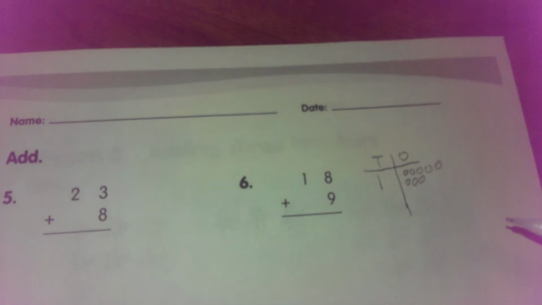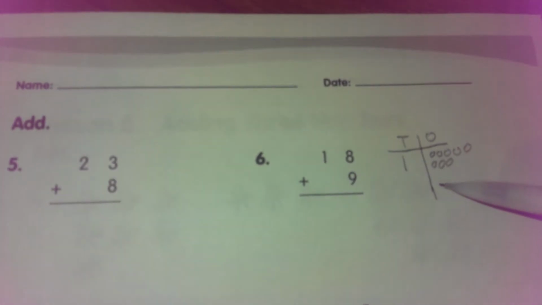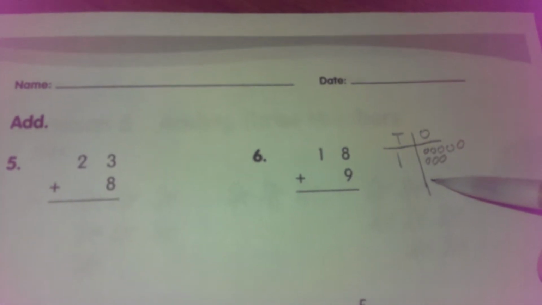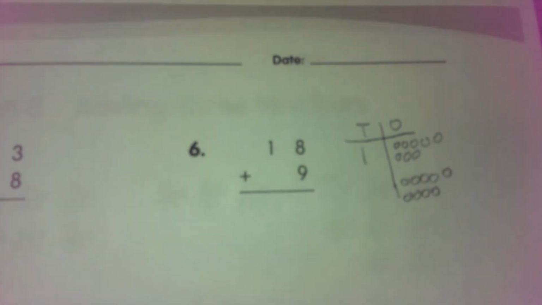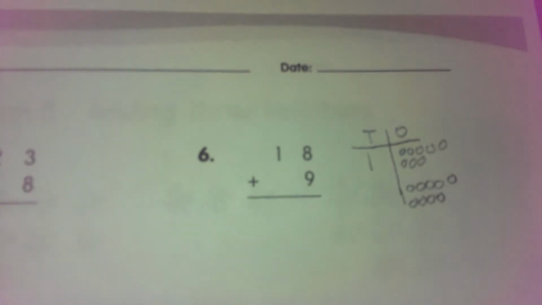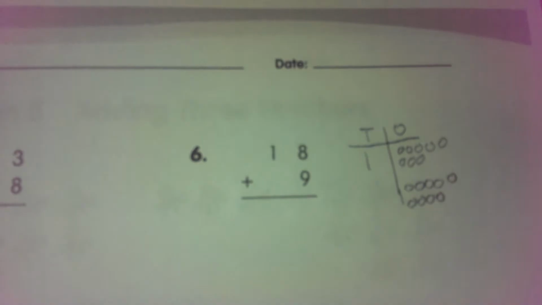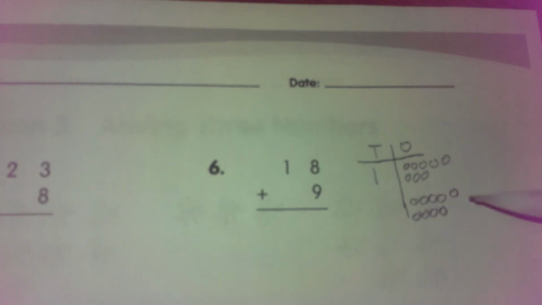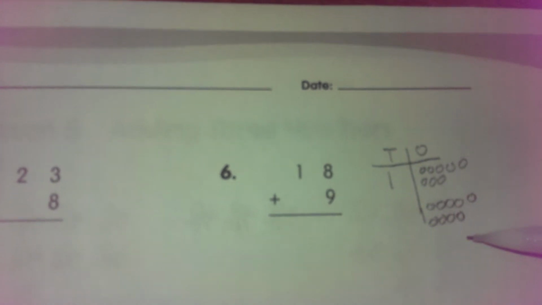9 has no 10s, but it does have 9 ones. So I'm going to put my 9 ones. 5 at the top, 4 at the bottom. Got it. Now I'm looking at these two numbers. I can tell quickly that there's going to be more than 10 ones just because 9 is so close, but I can count if I need to. So 9, 10, 11, 12, 13, 14, 15, 16, 17. So we have 17 ones.